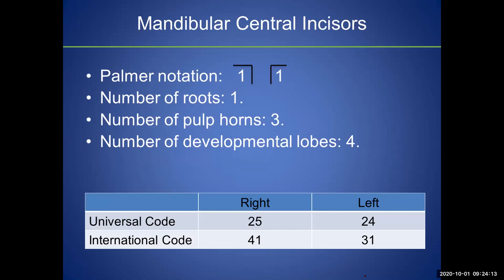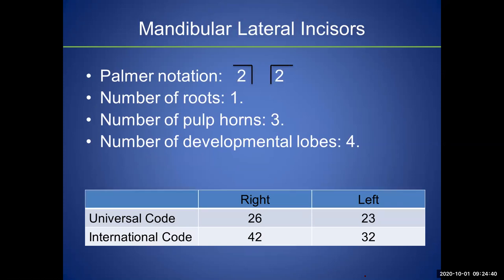Mandibular central incisors. Central is the first tooth in each quadrant. Universal, 24 and 25. International code, 41 and 31. Okay, so 41, nobody has a tooth number 41 in the universal, but it could be 31, could be a mandibular right second molar. Mandibular lateral incisors. It's the second tooth in each quadrant. Single rooted, still 4 developmental lobes.